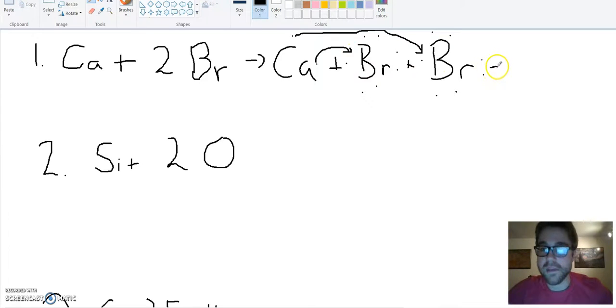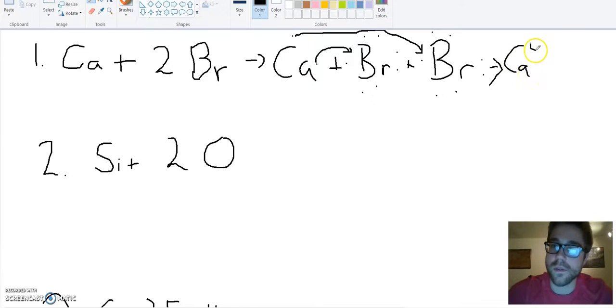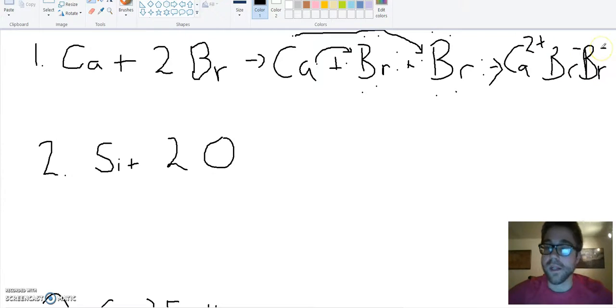So what that gives us is calcium 2 plus. Sorry guys, let me erase that real quick. That was messy. It gives us calcium 2 plus, and it gives us a negative bromine and a negative bromine. All right, so I'm writing those charges up there just to help you understand why they're sticking together.